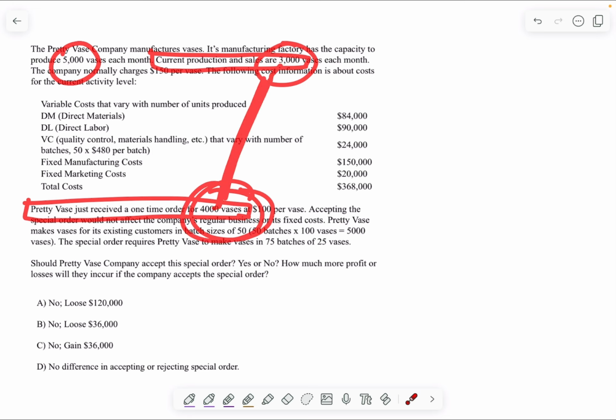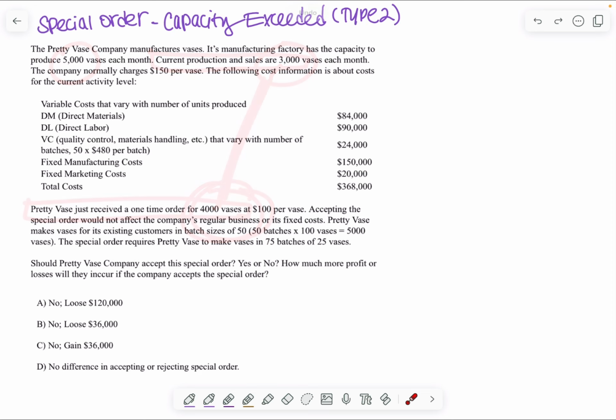And so this tells us that if we were to accept the special order, we're not going to be able to do the special order and do what we normally do, because that goes over capacity and we're only capable of making 5,000 vases. So what we do is prioritize our special order of 4,000 vases, and then whatever is left that we're capable of making, which is 1,000, right? Because out of the 5,000, we did 4,000 vases for the special order, meaning we have 1,000 left that we can sell using our normal rate. So this is a special order, capacity exceeded, type 2 type of problem.